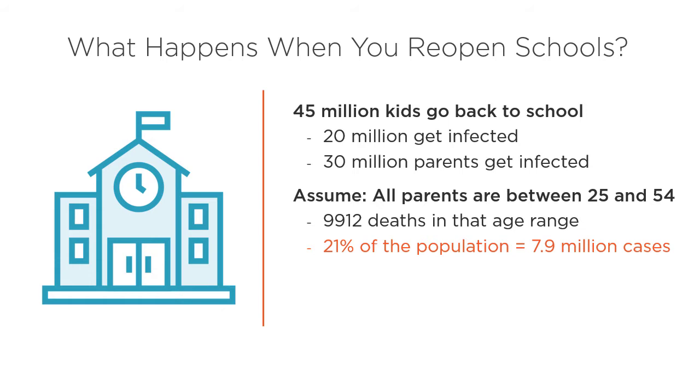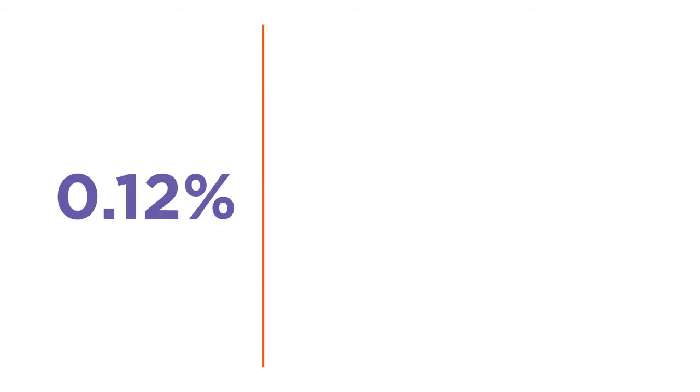Following the same logic as before, 7.9 million cases were in that age group, leading to a death rate of about 0.12%. Now, those are estimates, but if you look around the multitude of COVID-19 sites, you'll see that they are in the ballpark of numbers you'll find elsewhere. Let's assume for this exercise that the numbers I've shown here are accurate. 0.12%. That's still a small number.